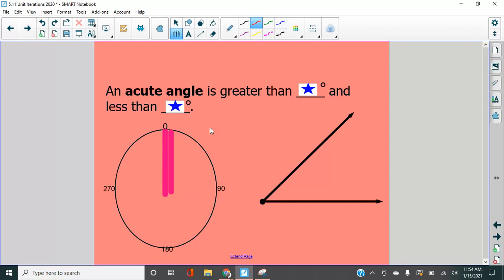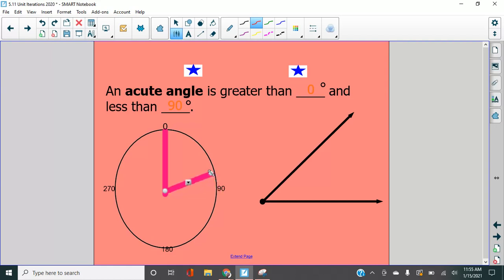different types of angles. So an acute angle is greater than 0, but less than 90. So let me show you all these acute angles. So this is an acute angle. So is this, so is this, so is this, but not this. This is 90. That's a right angle.